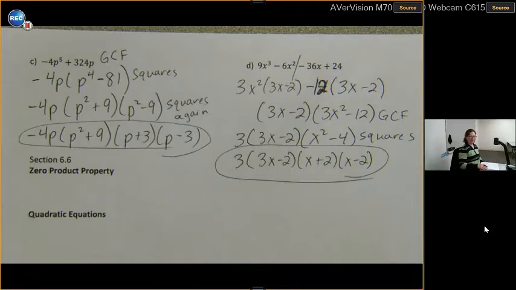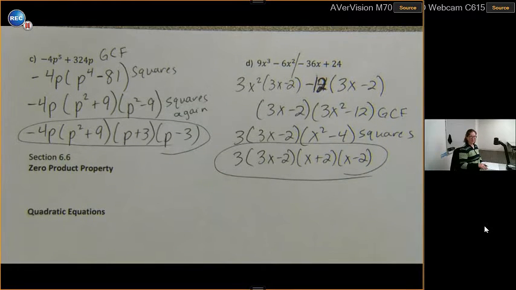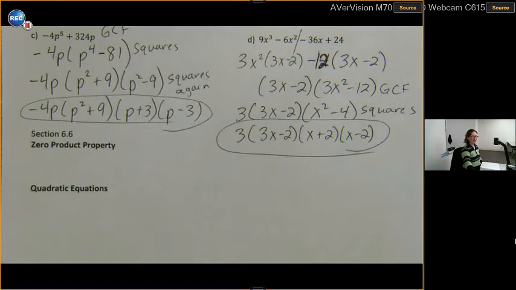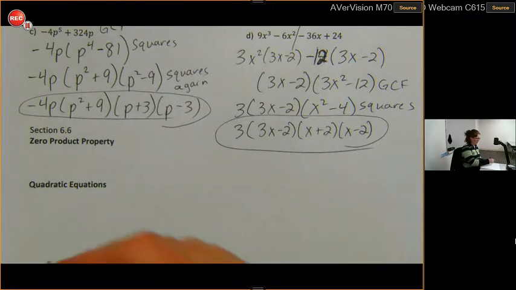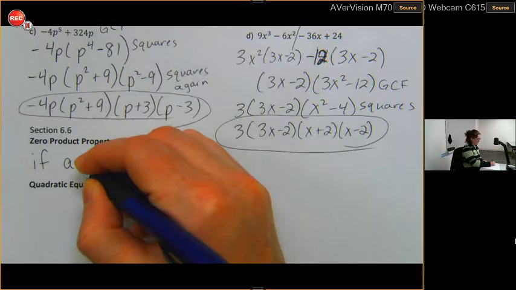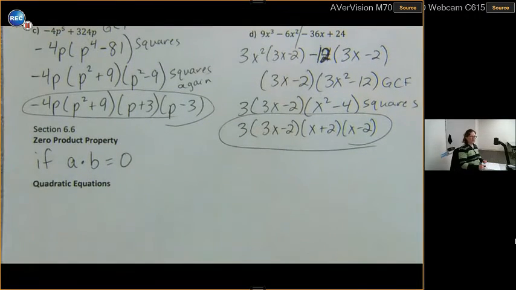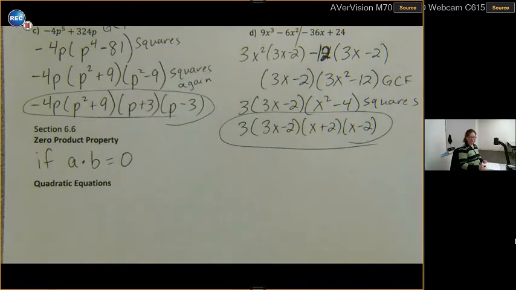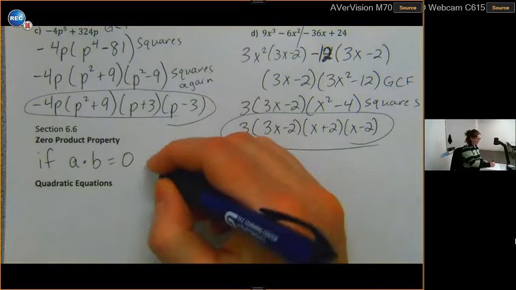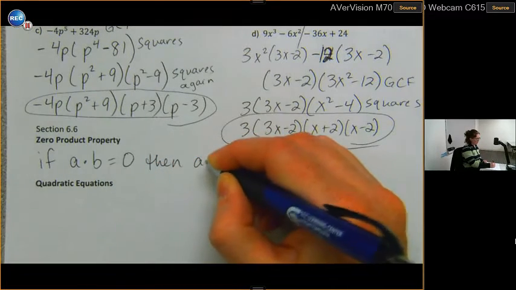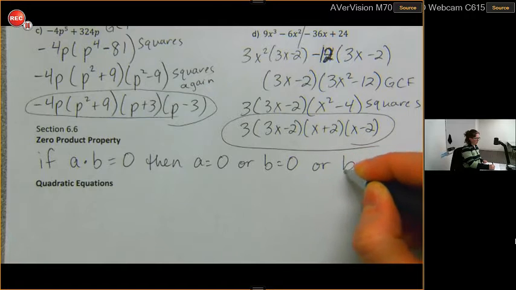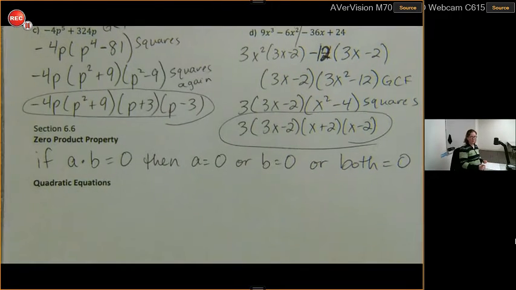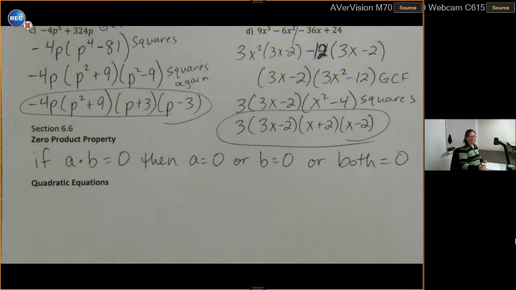And now we're going to take our factoring one step further and we're going to use it to solve. So we have what's called the zero product property. The zero product property is something you all know. Basically it's saying if I have two things that are being multiplied together and they equal 0, then either one, the other, or both are 0. Because that's the only way you can equal 0 when you multiply.